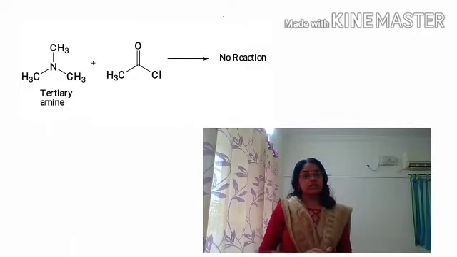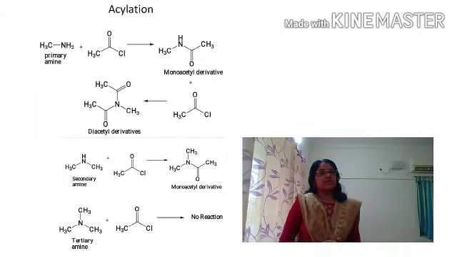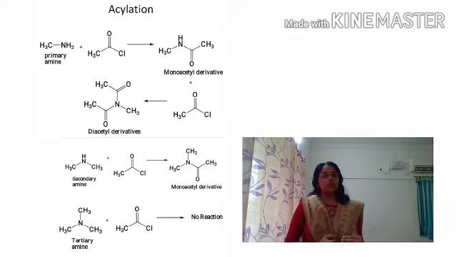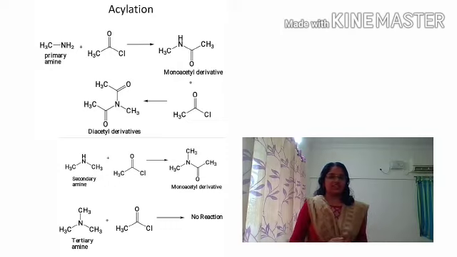Considering the tertiary amine, it does not contain any hydrogen atom on the nitrogen atom, so it cannot undergo any acylation. That means it undergoes no reaction. This method can be considered as a distinguishing method for primary, secondary, and tertiary amines. A primary amine undergoes acylation to give mono and diacetyl derivatives. A secondary amine undergoes acylation to give a monoacyl derivative. But a tertiary amine does not undergo any reaction.